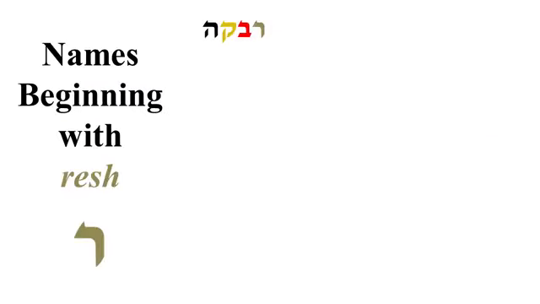There are many names in the Bible that begin with resh. We'll give you a little test here and see which ones you can figure out. Here's the first one. It's a resh, bet, kuf, hey. Anyone? Anyone? Bueller? This is Rivka. Who is Rivka? You'll find her in Genesis 22:23. This is the wife of Yitzhak, Isaac, Rebecca.